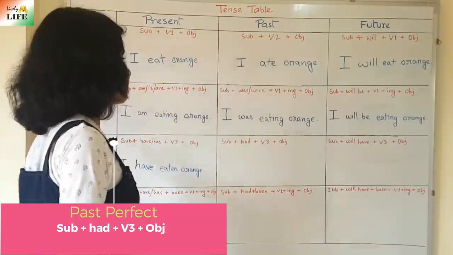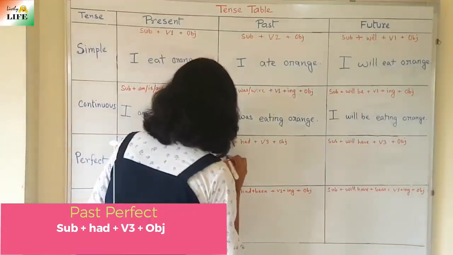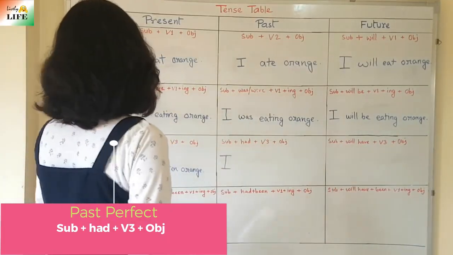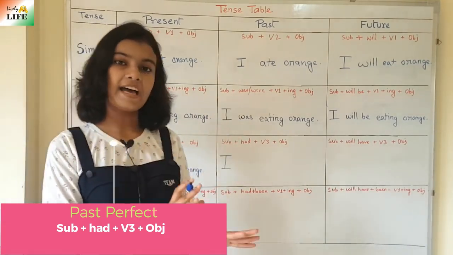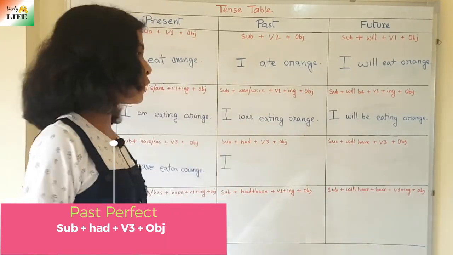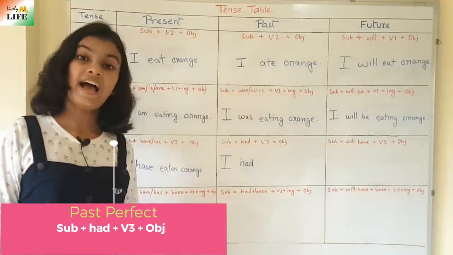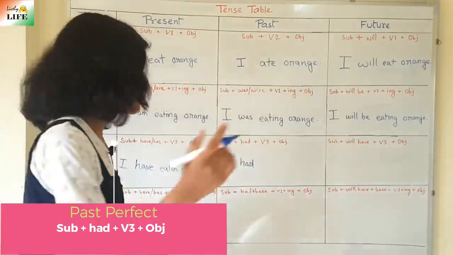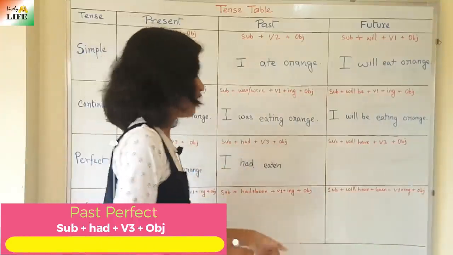Now let's move to past perfect tense. In past perfect tense, subject first, I, then had. In past perfect tense, there are no differences. After every subject, we are going to use had. I had, he had, she had, you had, they had. After everything, we are going to use had. So, I had. Then the third form of verb. The third form of eat is eaten. I had eaten. Then the object.